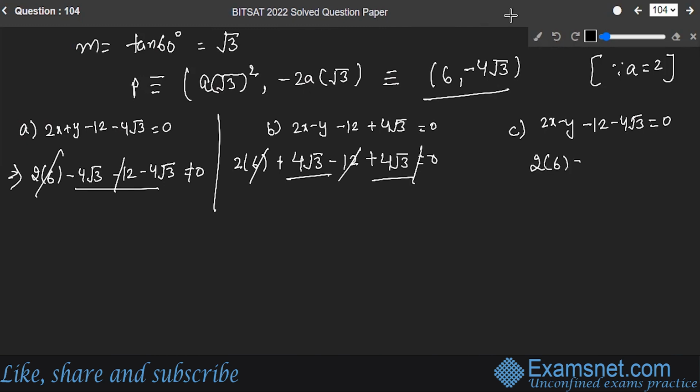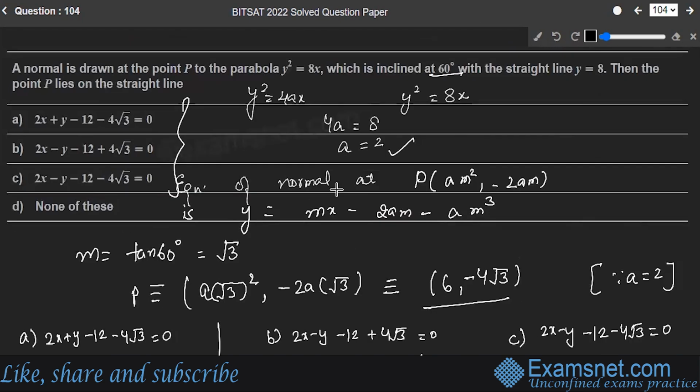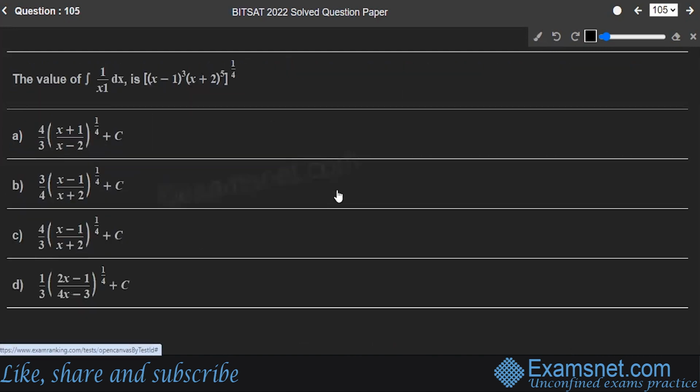Next, 2 into 6 minus minus plus 4 root 3 minus 12 minus this is definitely equal to 0. So that means we got our answer as 2x minus y minus 12 minus 4 root 3. That is option C. This is the right answer to the question. Hope you understood this. Next is question 105.